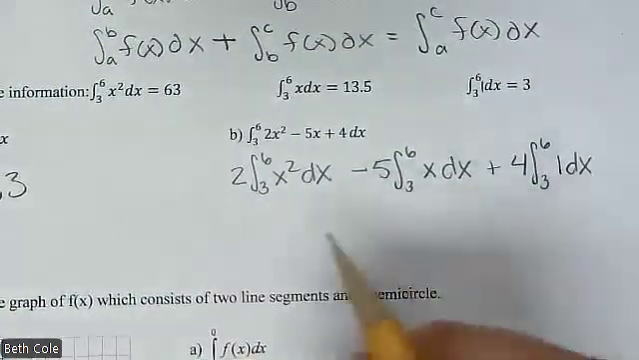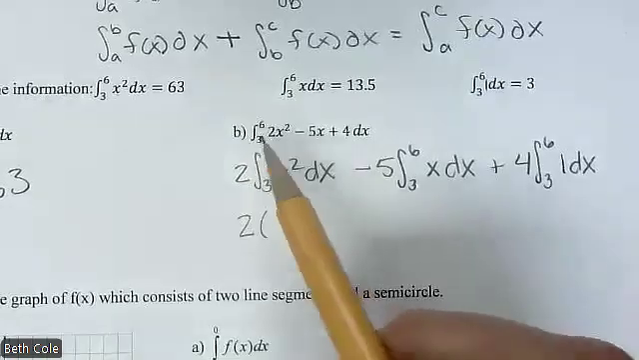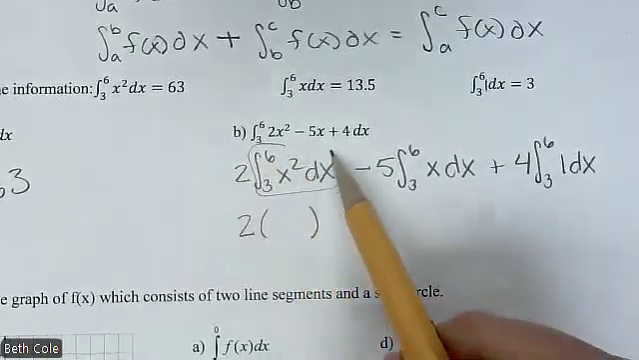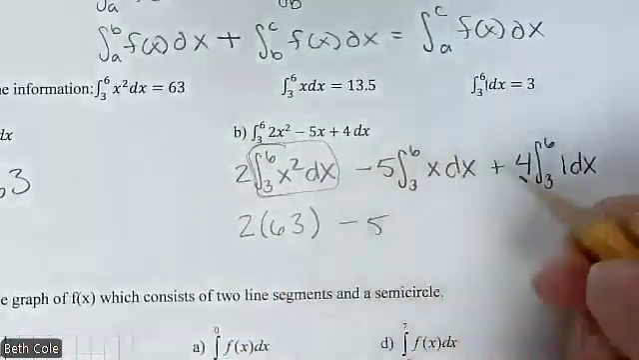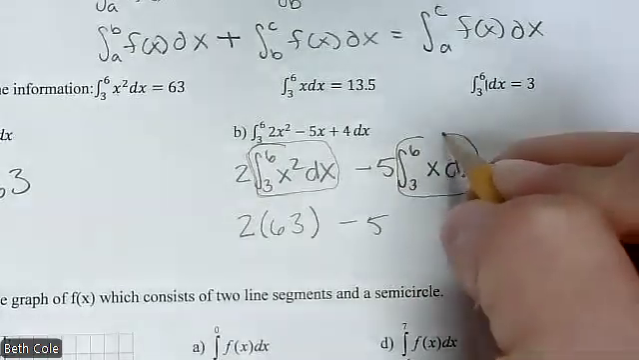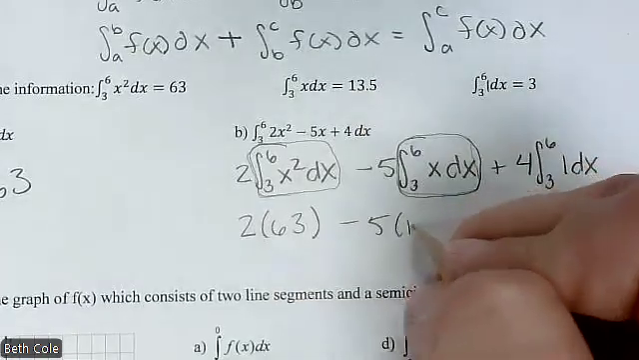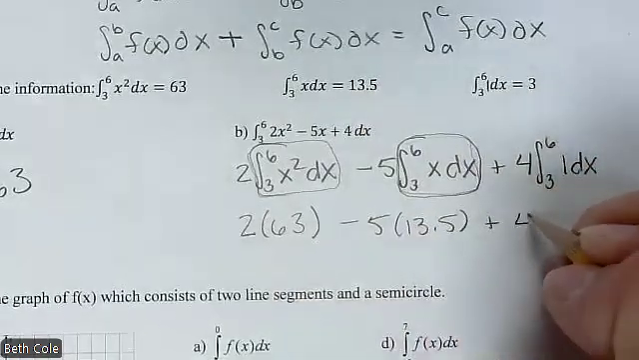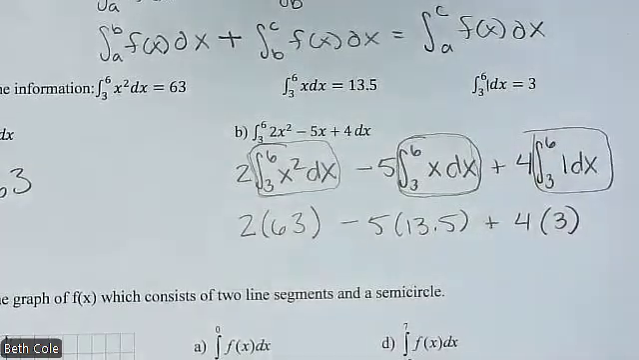So then when you go to figure out what this actually equals, for this first part, you would have 2 times what? What does this part equal? 63, good. Minus 5 times, yep, this part is 13.5. It's just given in the problem. Plus 4 times 3. And we did enough of that on the warm-up, so I'm not going to make you actually work that out by hand. We'll just leave that answer as is.